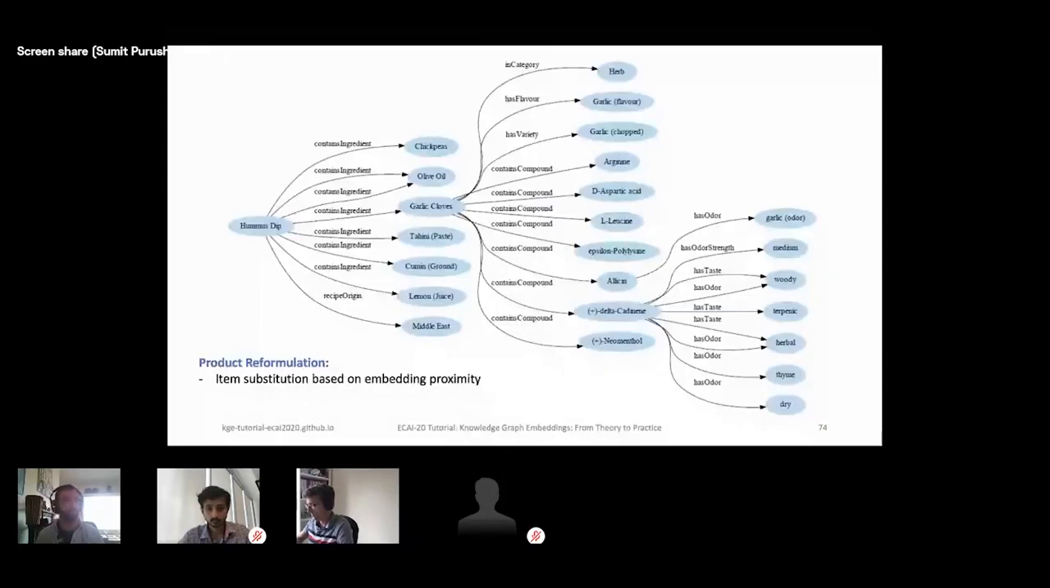And again, depending on the kinds of facts that we're including in a knowledge graph, we'll get different kinds of suggestions on this. The next slide, please.